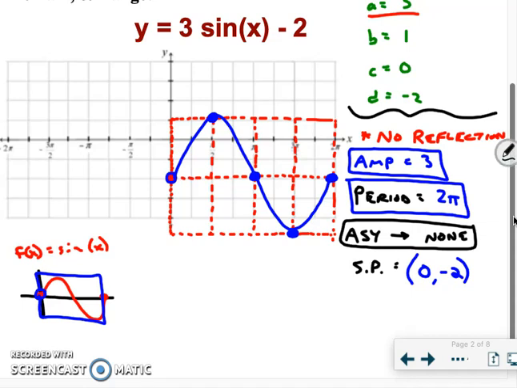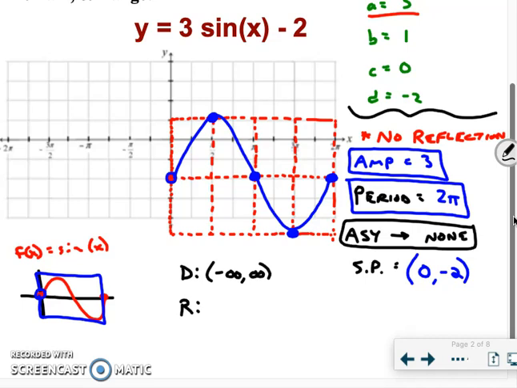As far as the domain is concerned, there are no asymptotes. So this is, again, one period that we've graphed, but this is going to go from negative infinity all the way to infinity. As far as the range is concerned, remember that we always go from low to high.